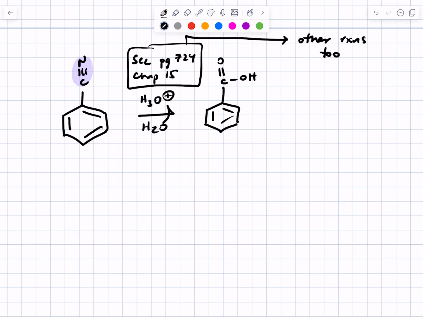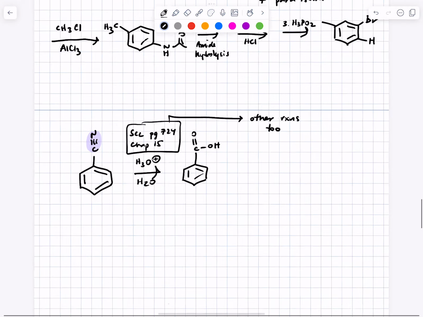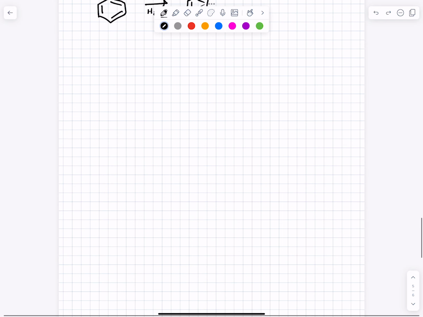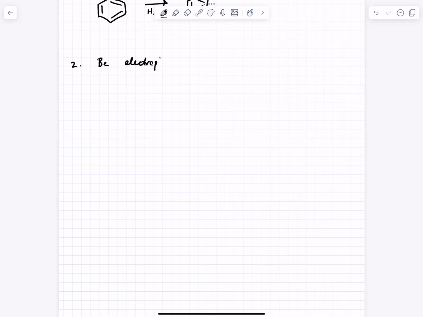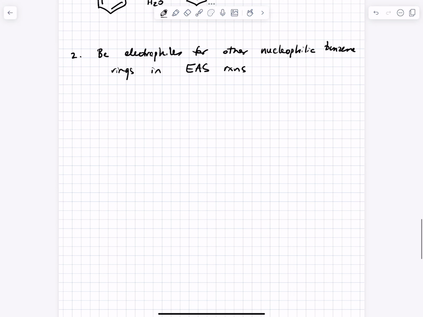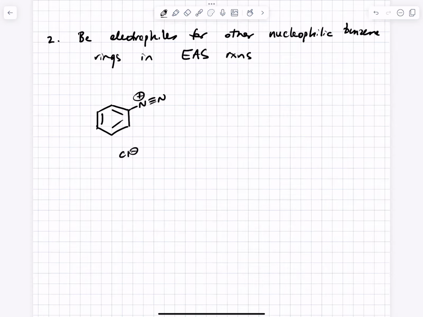All right, let's now make some dye molecules. The second big thing that aryl diazonium salts can do is they can be electrophiles for other nucleophilic benzene rings, in electrophilic aromatic substitution reactions. So let me give you an example. Here is an aryl diazonium salt. Cl minus is the counter ion.